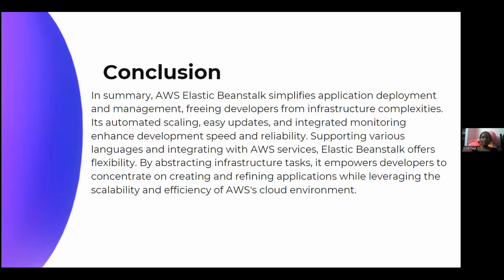Conclusion. As we saw before, Elastic Beanstalk simplifies application deployment and monitoring, and also managing the web server, freeing the developer from infrastructure complexity. It also provides automated scaling, easy updates, and integrated monitoring, which enhance development speed and reliability. It supports various programming languages and integrates with AWS services like RDS and EC2. Elastic Beanstalk offers flexibility by abstracting infrastructure tasks, and it empowers the developer to concentrate on creating and refining the application rather than the implementation process. It is also an efficiency of the AWS cloud environment.